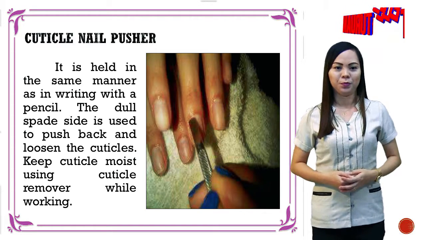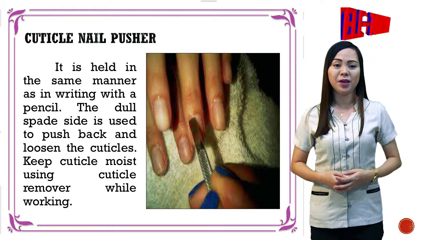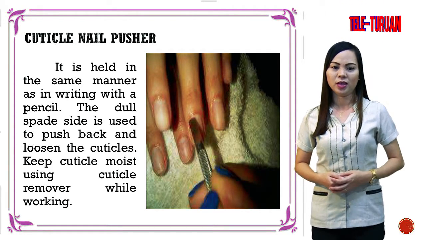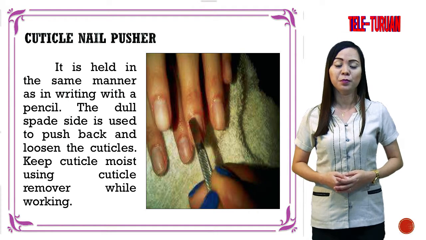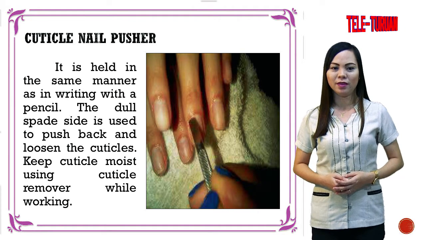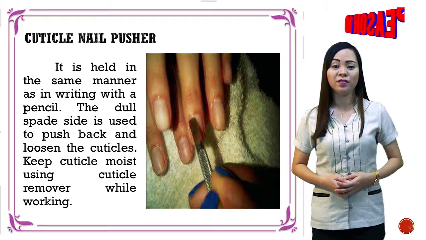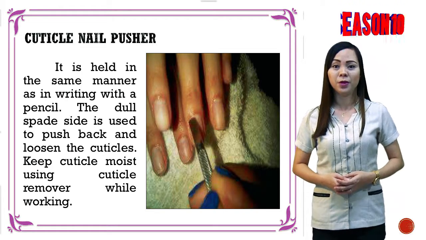Cuticle nail pusher. It is held in the same manner as in writing with a pencil. The dull spade side is used to push back and loosen the cuticles. Keep the cuticle moist using cuticle remover while working.